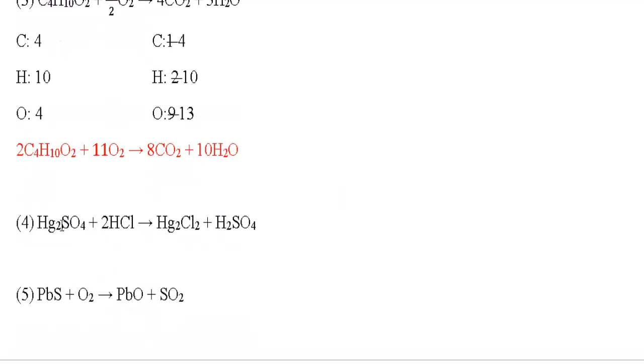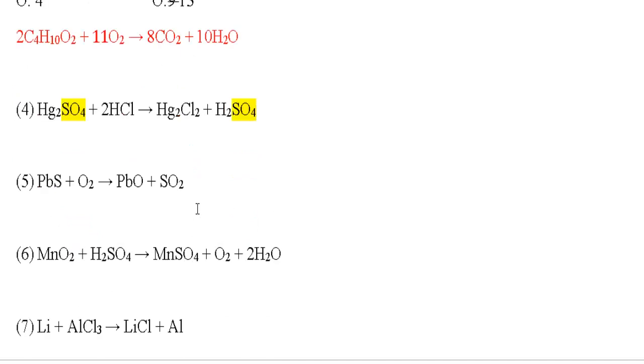What I'd like to tell you is that you can go ahead and just pluck out the SO4 and balance it as a unit, right? So 1 SO4 here, 1 SO4 here, 2 hydrogens here, 2 hydrogens here, 2 Hg mercury, 2 Hg mercury, 2 Cl, 2 Cl. This is already balanced. All right. So pluck out the polyatomic ion whenever you can. It makes life a little bit easy.